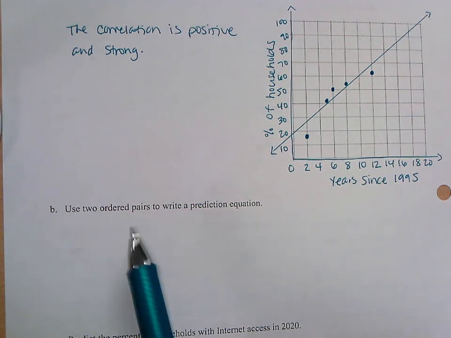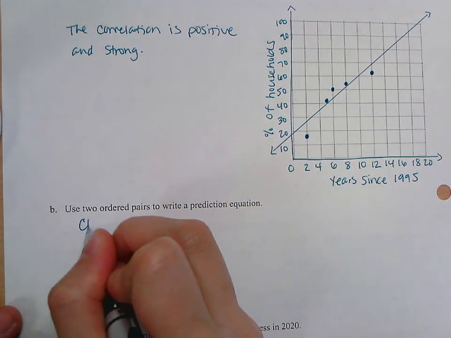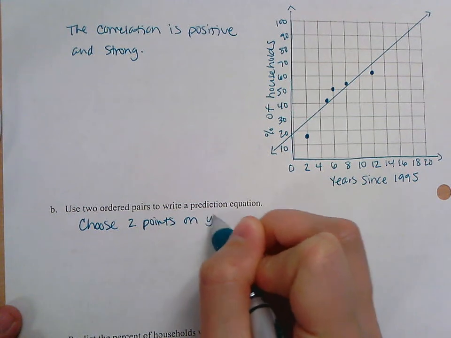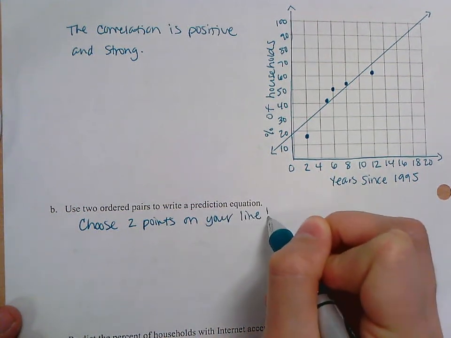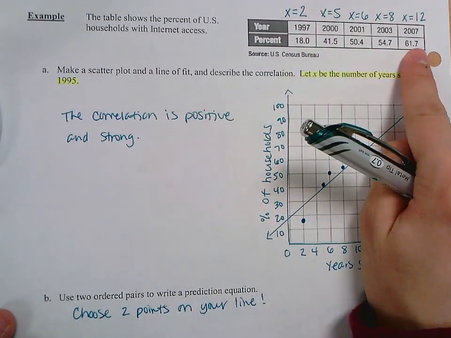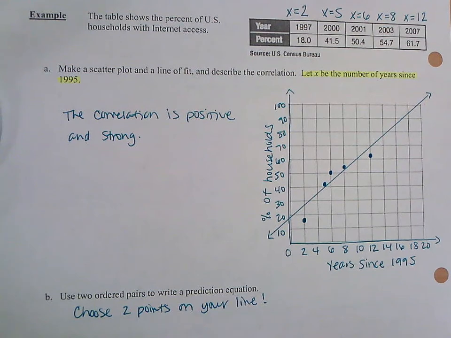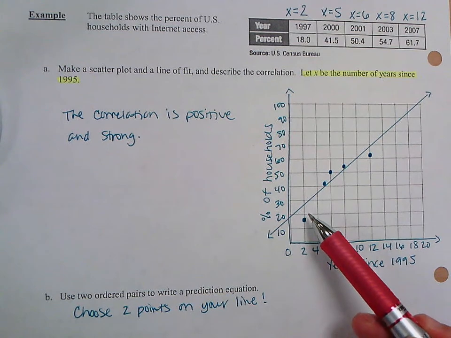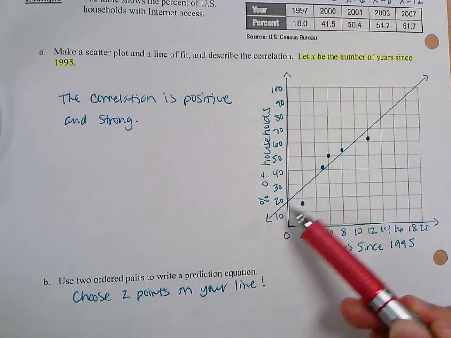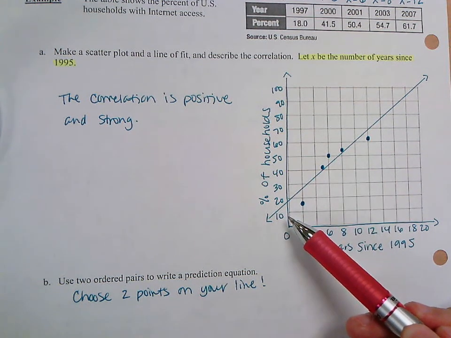You want to make sure that you're choosing 2 points that are actually on the line that you drew. So make a note, choose 2 points on your line. They do not have to be any of these points. This is what I see happen on quizzes: students choose this point down here. My line is not even touching that point, so I should not be using that point to write the equation of my line. My line does not go through it.